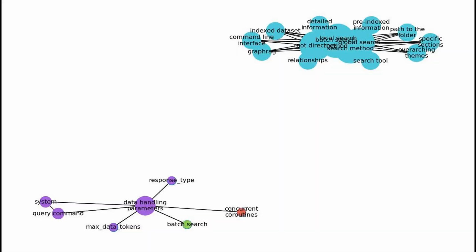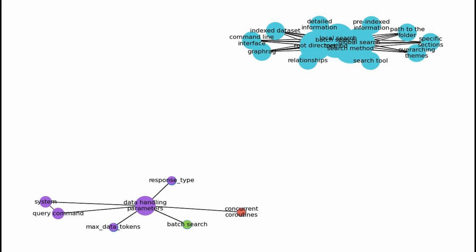The batch search method in GraphRAG functions like a powerful search tool that allows users to ask questions about a large dataset through a command line interface. This method is essential for querying pre-indexed information efficiently. To operate the batch search effectively, several key configurations and parameters need to be set up.